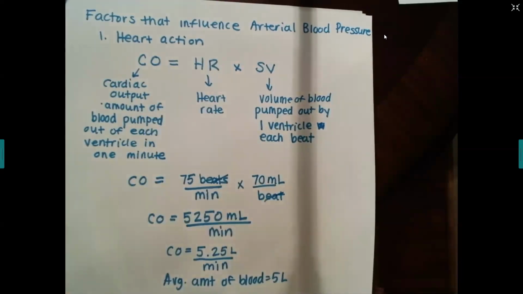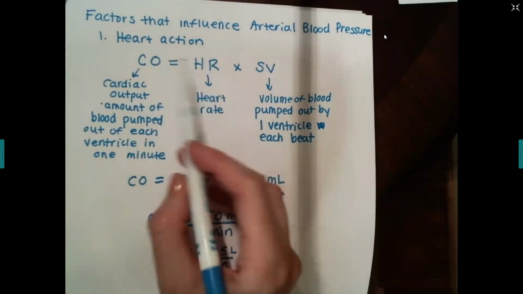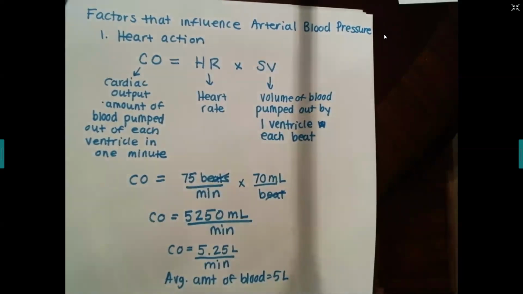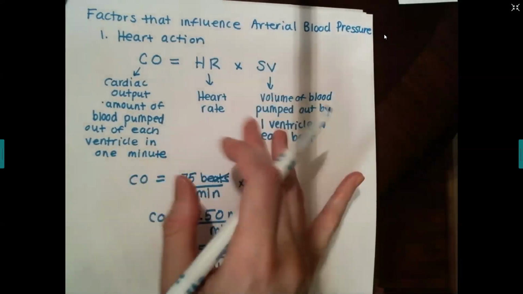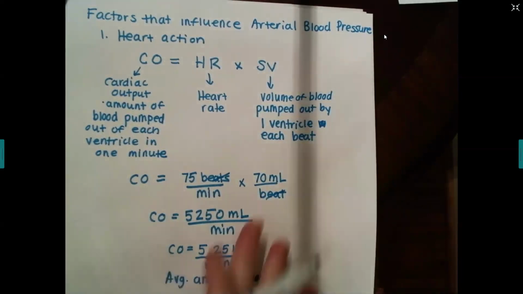Now that is one thing that can influence arterial blood pressure. Okay, you increase heart rate, you're going to increase cardiac output. You increase stroke volume, you're going to increase cardiac output. Same thing would be true if you decrease that. And we'll look at ways to control that with the nervous system on the next lecture.